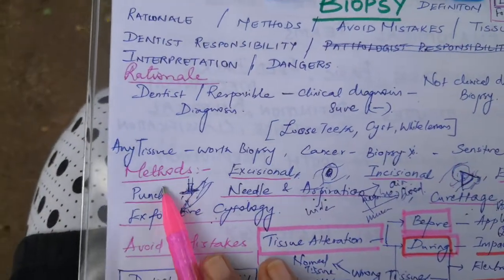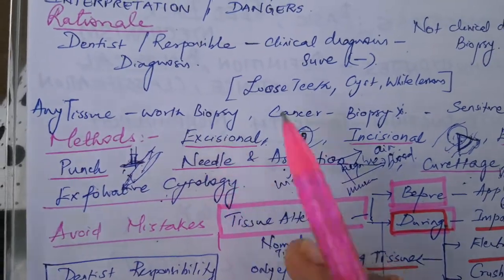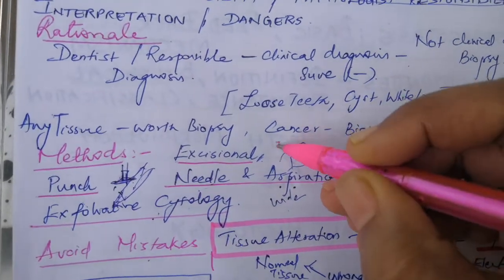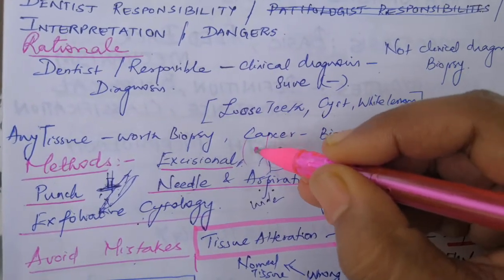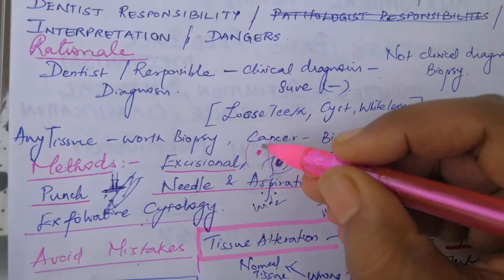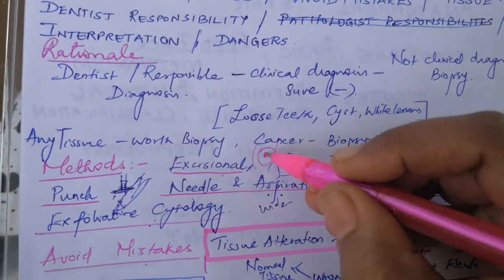Okay, and what are the methods of biopsy? That is excisional biopsy. Excisional means a small lesion. Consider this as a buccal mucosa. A small lesion, the whole lesion has to be removed with the margin of normal tissue also. The whole lesion is removed.